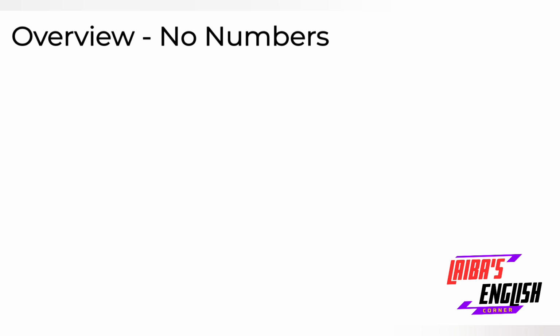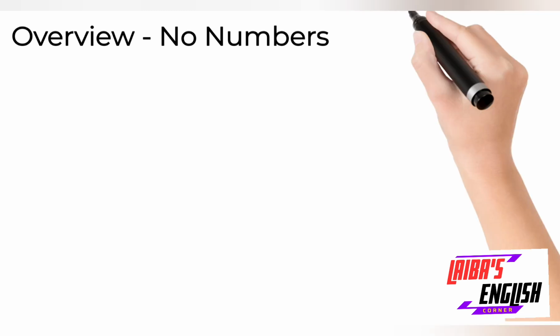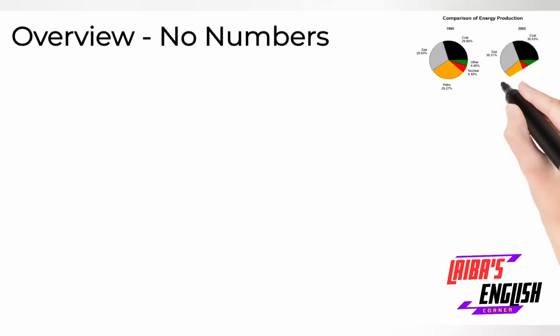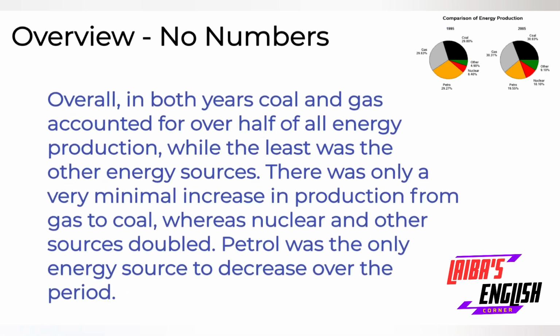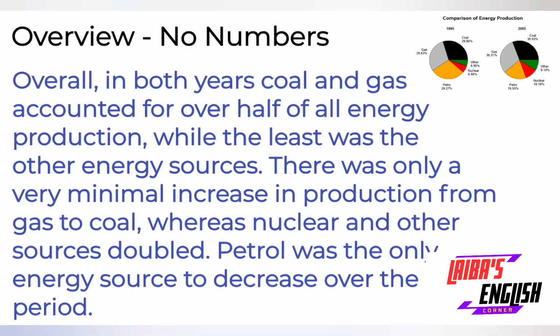Next paragraph would be the overview. In the overview, we are not going to write any number or any percentage. What we are going to do is write the main trends, the main things which are highlighted in the graph. We are going to write them in our overview paragraph.